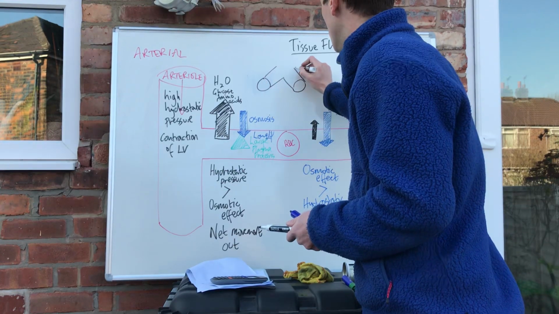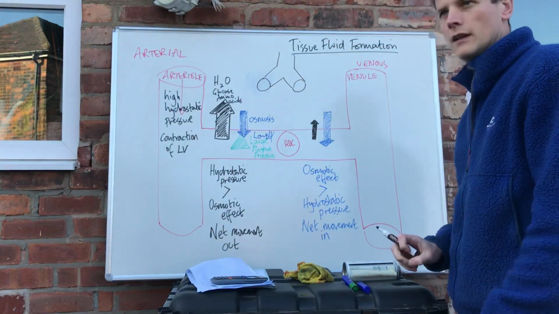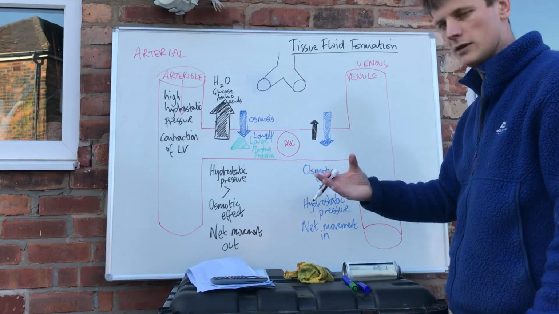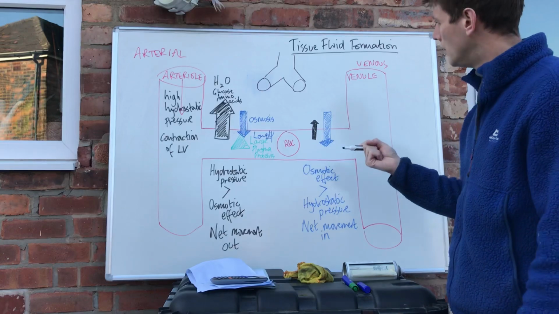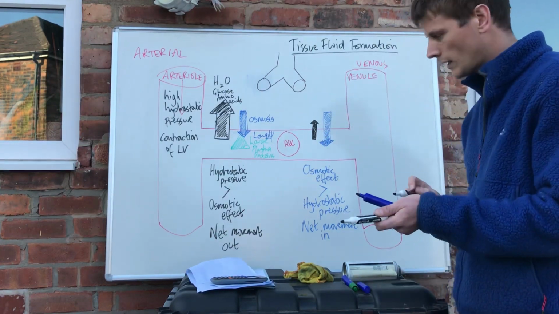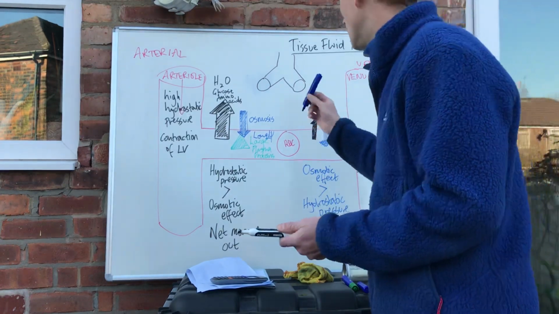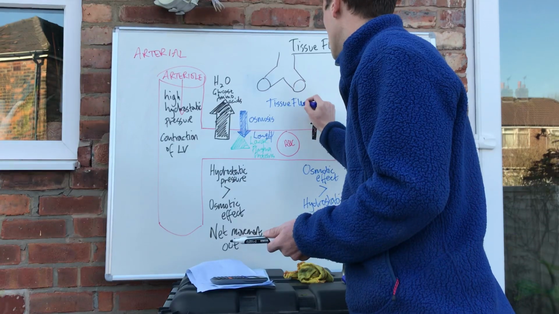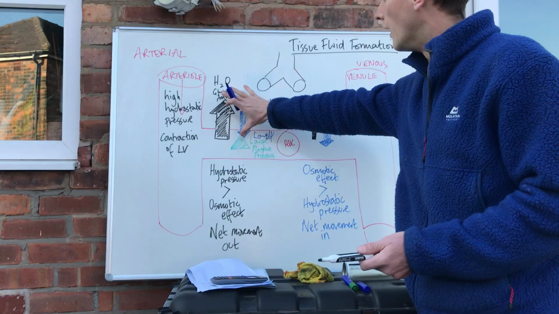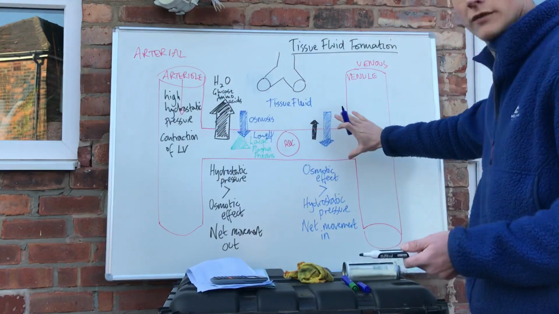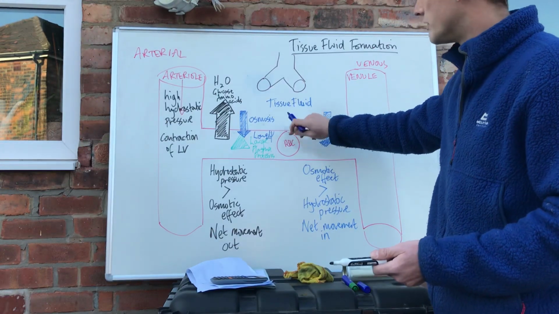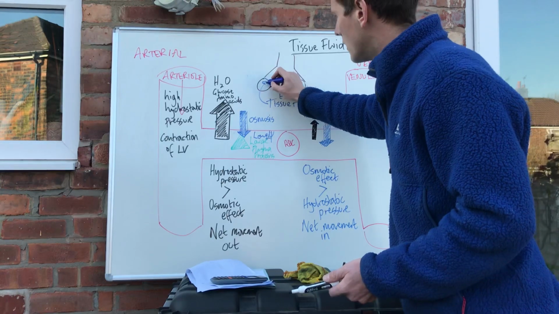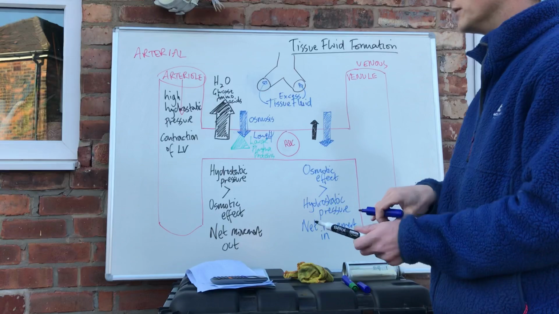So the lymphatic system is an open branching network of vessels. Unlike the circulatory system, there's no pump, it just relies on skeletal muscle contractions and valves to push the fluid around. But what we find is that tissue fluid that has been formed, due to the hydrostatic pressure being greater than the osmotic effect overall over the whole length of the capillary, that excess tissue fluid that's created drains into these lymphatic vessels.